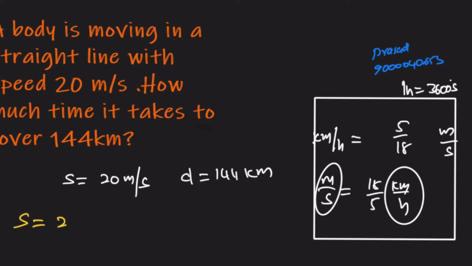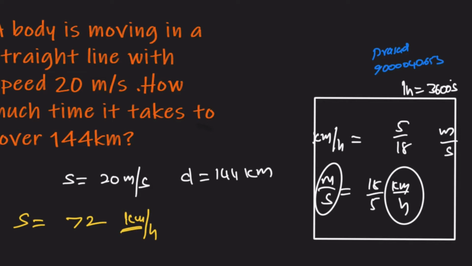That is equal to 20. I want meter per second into kilometer per hour. So 1 meter per second is equal to 18 by 5 kilometer per hour. So 5 4s are 20, 18 4s are 72. So its speed is 72 kilometer per hour.